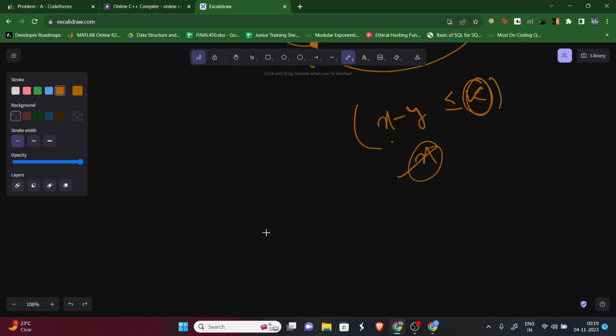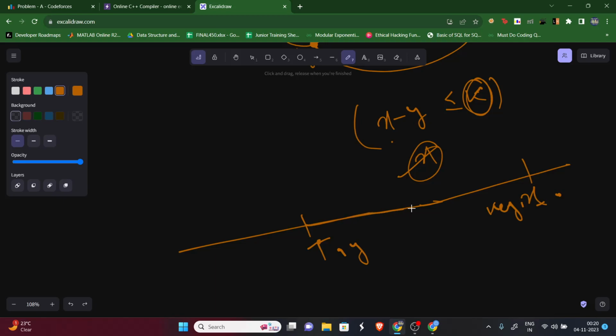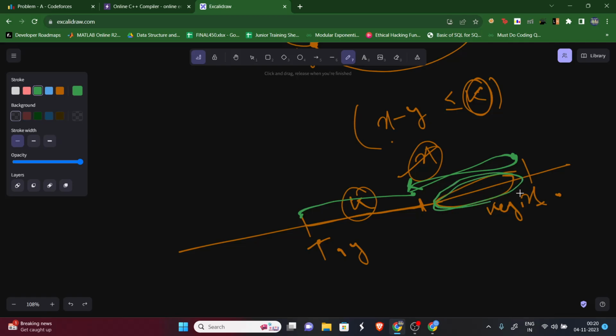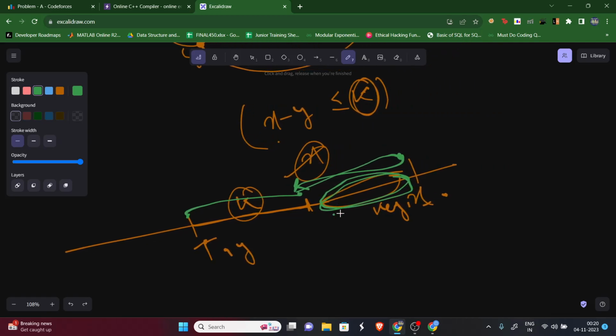Now the other case: here is the treasure, here is the key. The treasure's coordinate is y, and the key's coordinate is x. So he will walk till here for k seconds, carry the treasure till this point, then go collect the key and then come back. In that scenario we'll have to repeat this distance. So what will this distance be?